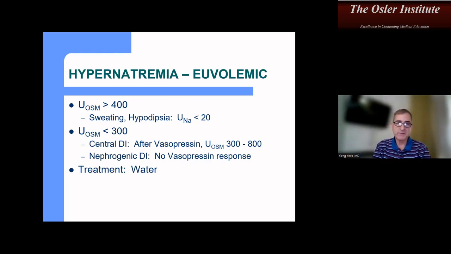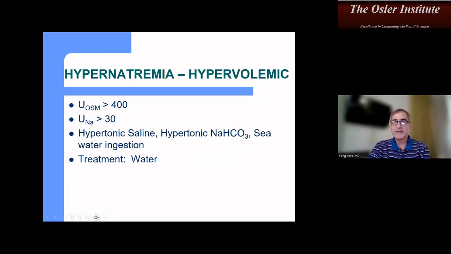Examples, you see this in hypodipsia or sweating patients. On the other hand, if the patient's euvolemic and they're hypernatremic, we can think about diabetes insipidus. And the urine sodium would most likely be the opposite. Then we could do further testing for diabetes insipidus by giving a vasopressin stimulation test. Treatment is water. Finally, hypernatremia in a hypovolemic patient.